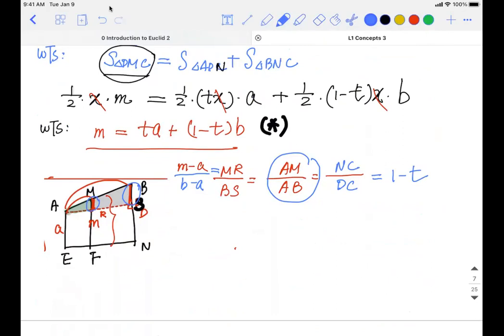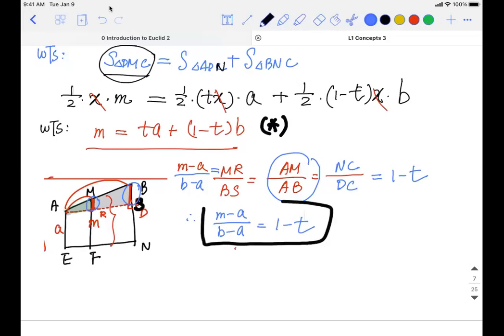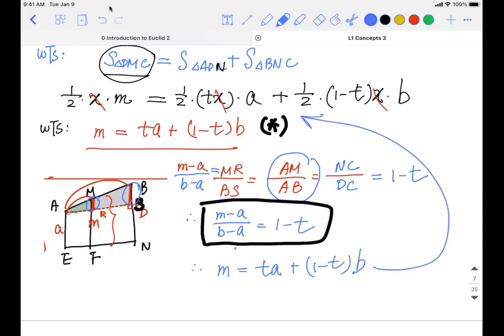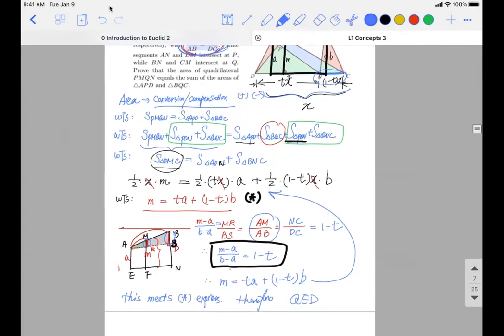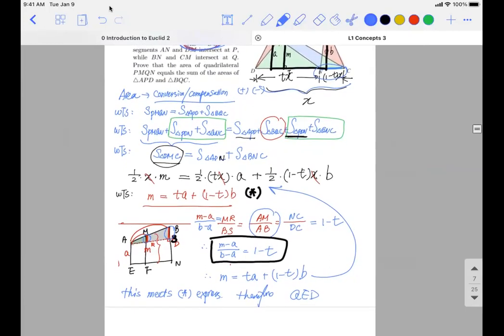Is that right? So therefore, you have M minus A over B minus A exactly equals 1 minus T. You don't have to waste too much time. As long as you do some quick simplification, you just have M equals TA plus (1 minus T)B. That's it. That's exactly what the star equation wants you to show. It will say this meets the star expression. Therefore, QED. That's it. You see, you don't have to write a long essay to solve the problem. Just a quick line, only a couple of lines, you are good to go.